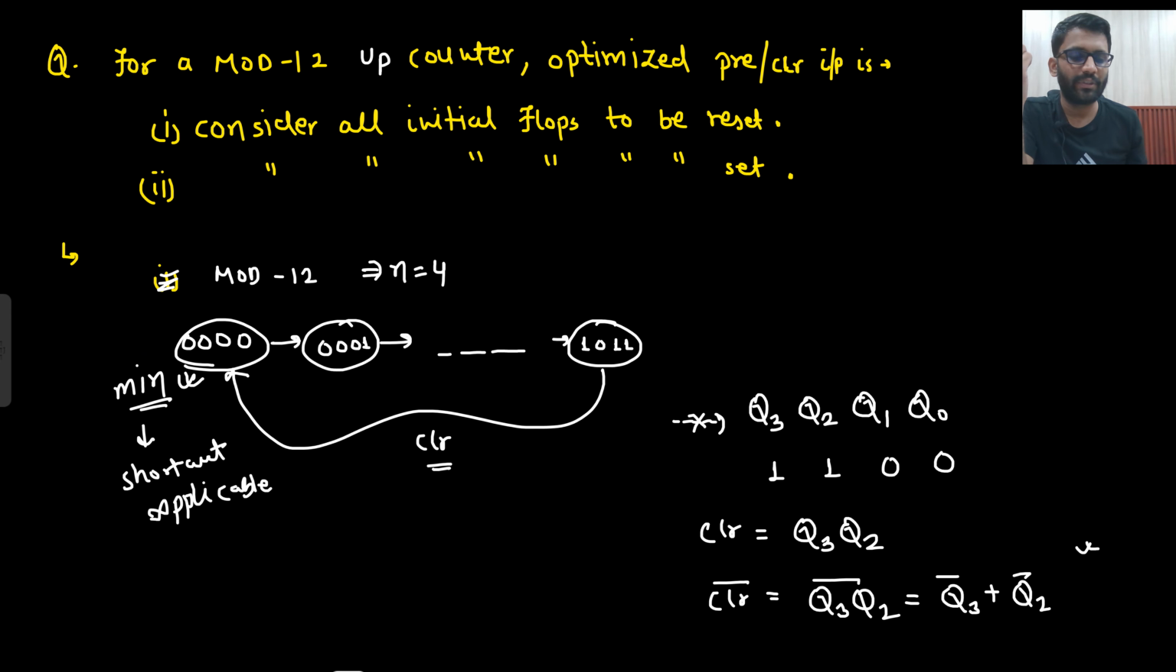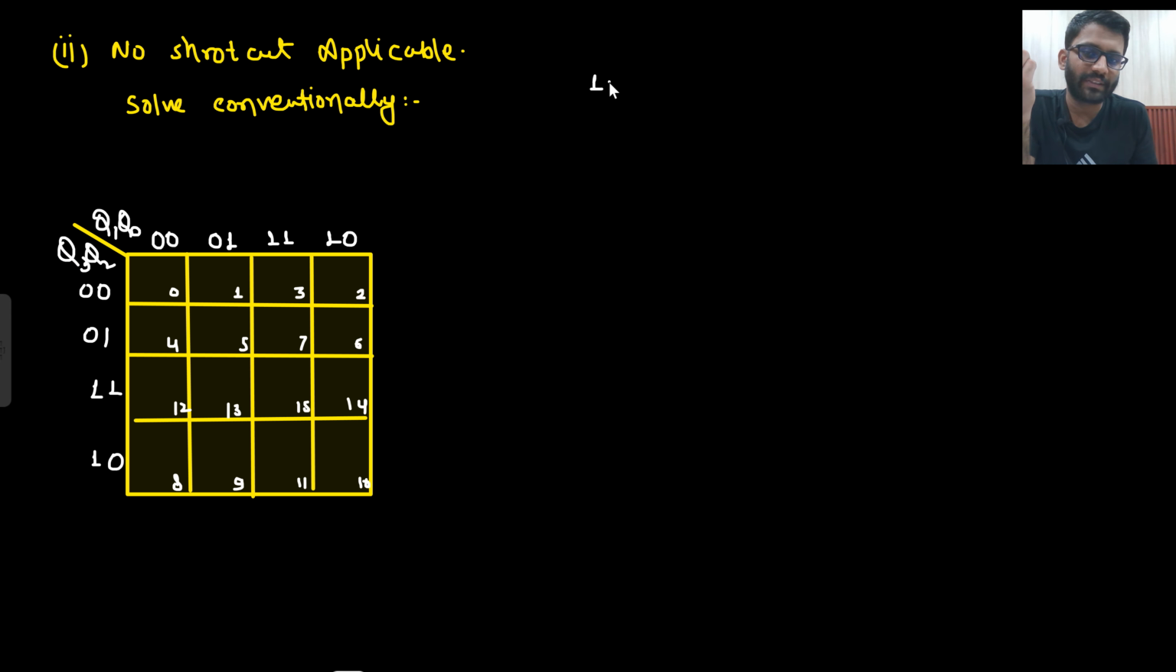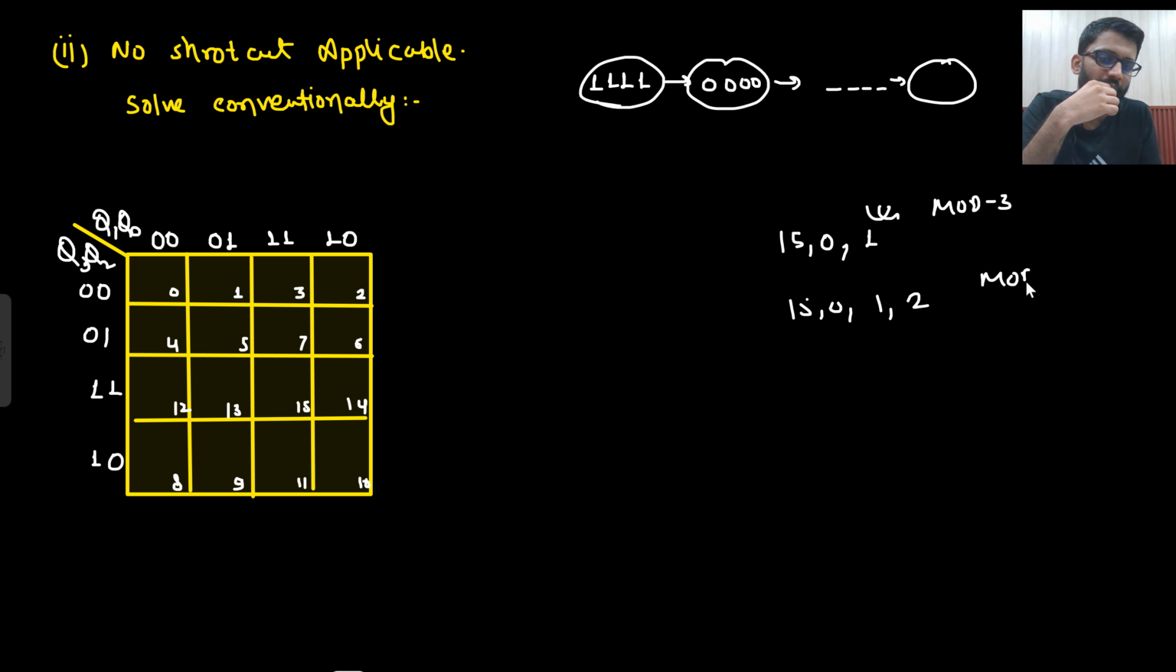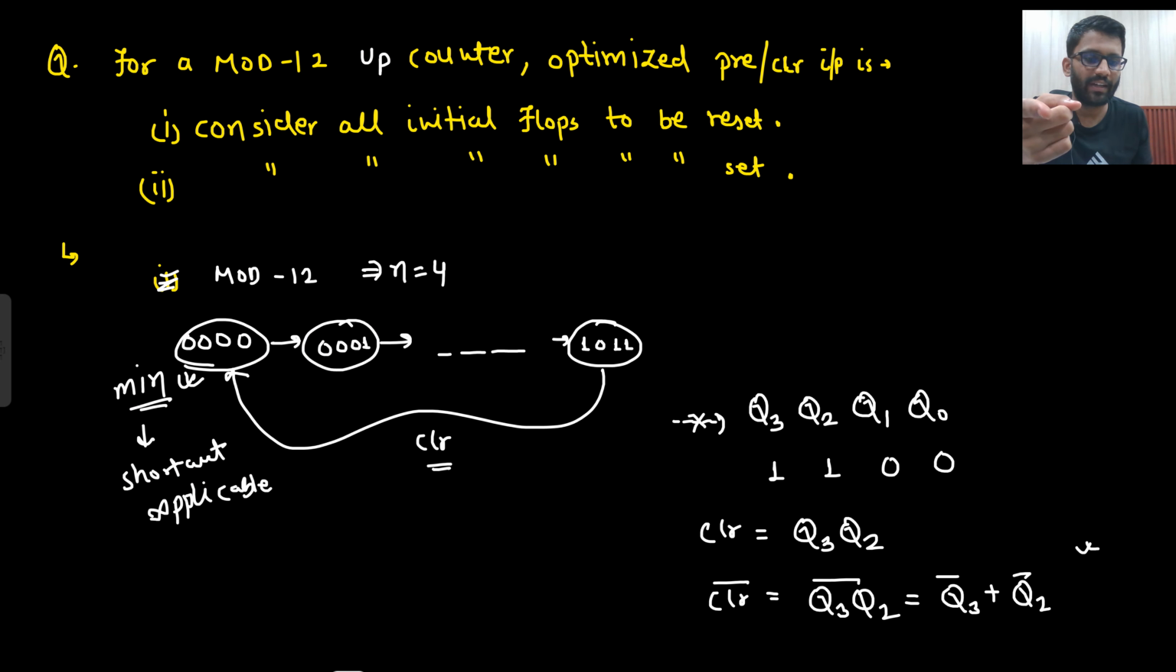Consider all the initial flops to be set. So in the next one, initially all flops are set. So no shortcut will be applicable. But tell me, what will be your last state? What will be your last state for mode 12 counter? You are starting from 15, 0, 1. So for mode 3 counter, last state is 1. 15, 0, 1, 2. For mode 4 counter, last state is 2. So for mode 12 counter, what will be the last state? 10. Mode 12 counter you require, so last state will be 10, right?